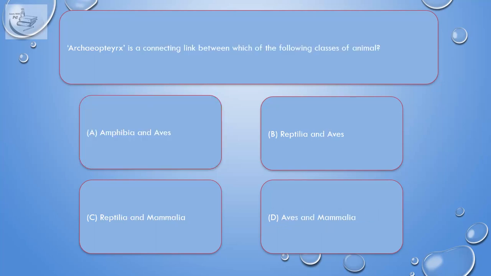Question: Archaeopteryx is a connecting link between which of the following classes of animal? A. Amphibia and Aves, B. Reptilia and Aves, C. Reptilia and Mammalia, D. Aves and Mammalia. Correct answer is B. Reptilia and Aves.